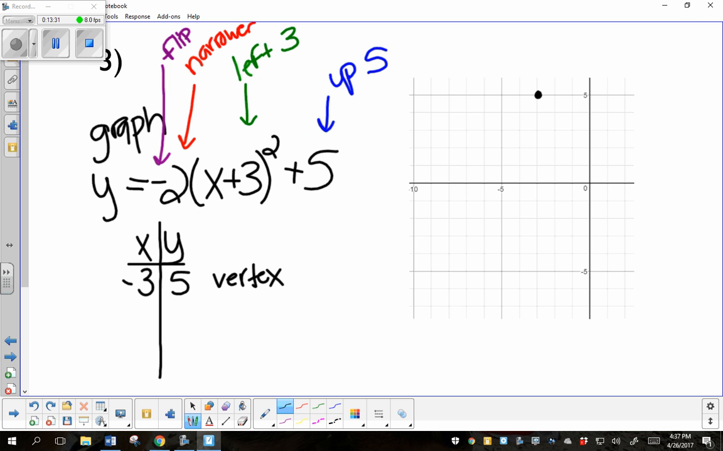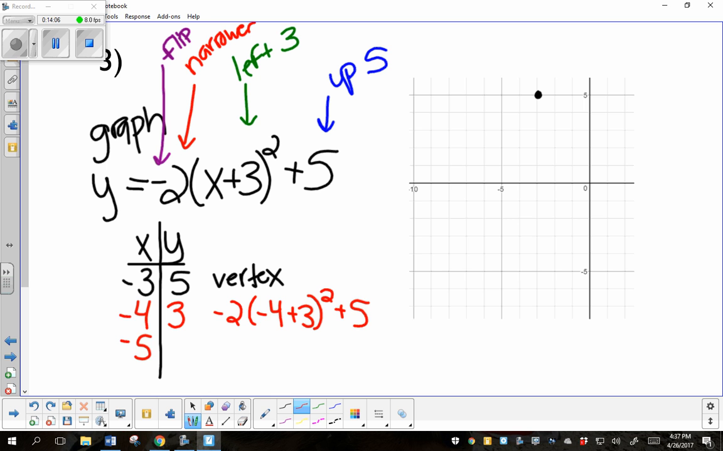So let's work around that vertex. So let's go a little smaller than our vertex. So I'm going to do -4 and -5. You always want to do 2 values on either side of your vertex. 2 x values, find the y value. So let's plug in that -4. That means I'm doing -2 times (-4 plus 3) squared plus 5. Okay, let's see. -4 plus 3, that's -1. Squared is +1. Times the -2, that's -2, plus 5 is 3.